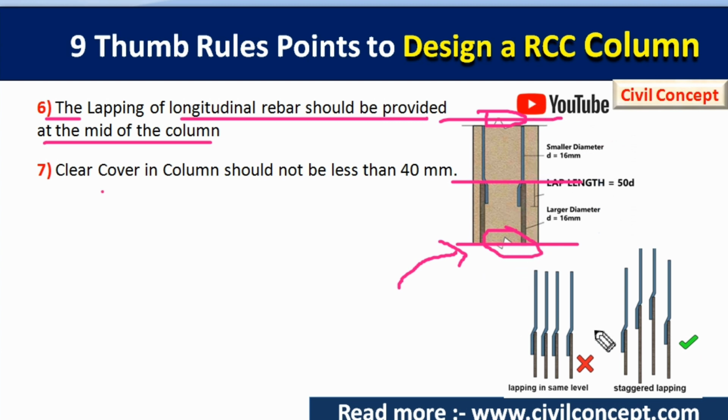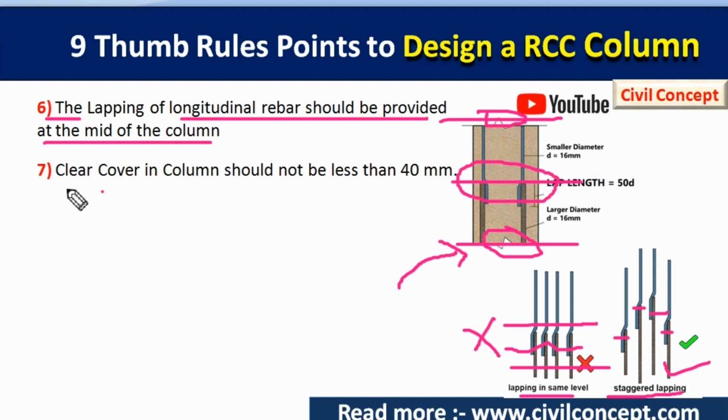You can see in this picture, and also one thing, you have to provide the lapping in a staggered form. You can see in this picture it is in staggered form. One lapping is here, another is here, another is here, another is here. So this is the correct method. In this picture you can see this lapping has been provided at the same level. So this is not a correct method of lapping. And lapping should always be provided at the mid of the column.